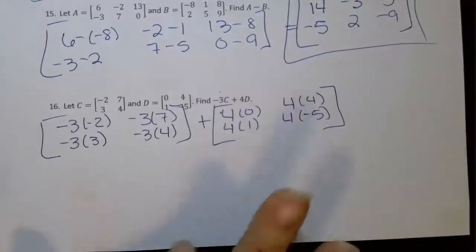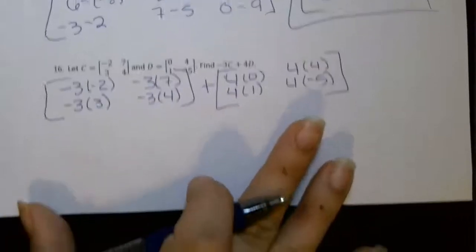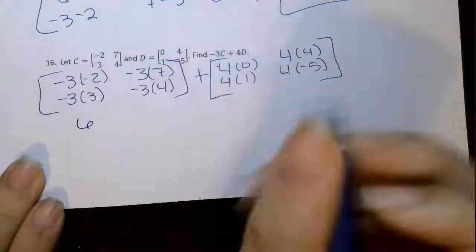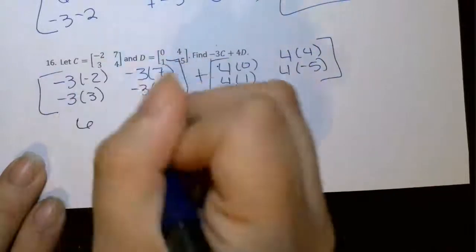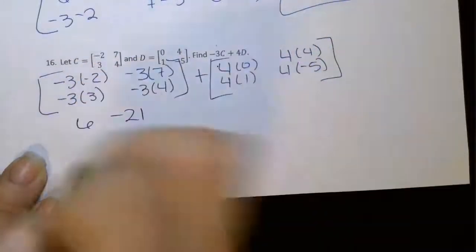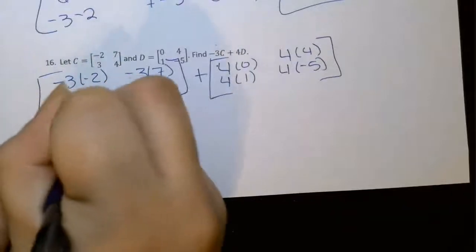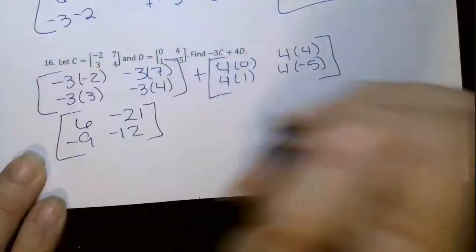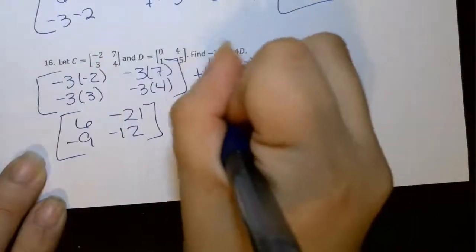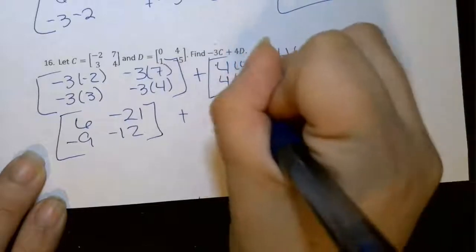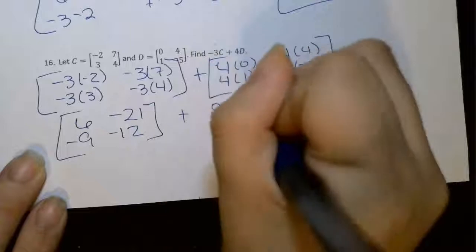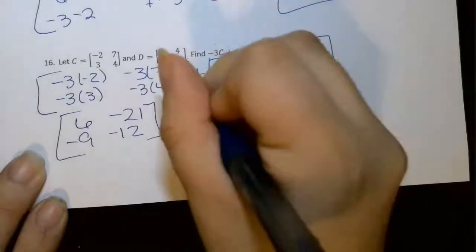I'm going to go ahead and do the math inside each of my matrices. Negative 3 times negative 2 is 6. Negative 3 times positive 7 is negative 21. Negative 3 times 3 is negative 9. Negative 3 times 4 is negative 12. I have 4 times 0, which is 0. 4 times 4, which is 16. 4 times 1, which is 4. 4 times negative 5, which gives me negative 20.